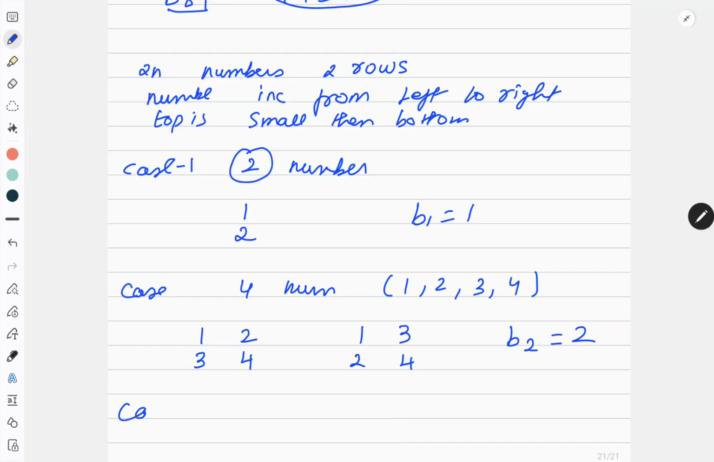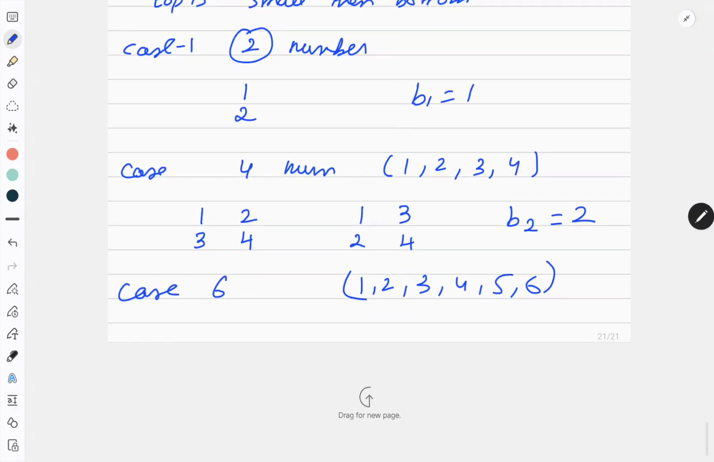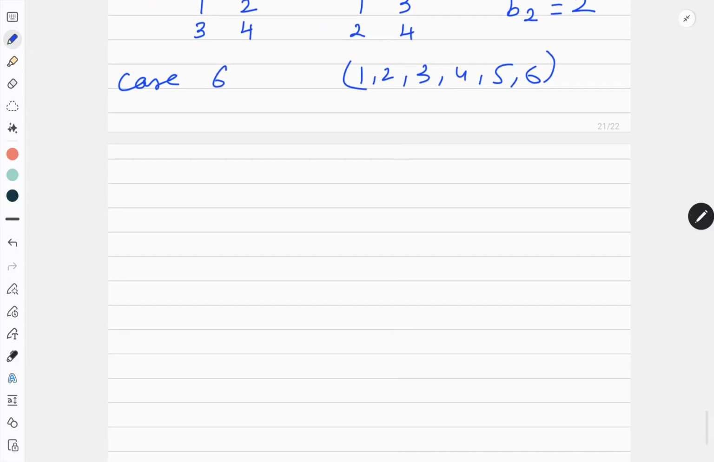Correct? Same way, if I take another case when I have 6 numbers: 1, 2, 3, 4, 5, 6. Now all of you can pause the video and try to write down all the possible combinations and check whether it is equal to B3 or not. If you remember, the answer for B3 was 5. So I can arrange these numbers in 5 different ways with these two restrictions. I'll write the answer, you cross check it, but you should pause the video and try it yourself. Correct me if I am writing anything wrong.